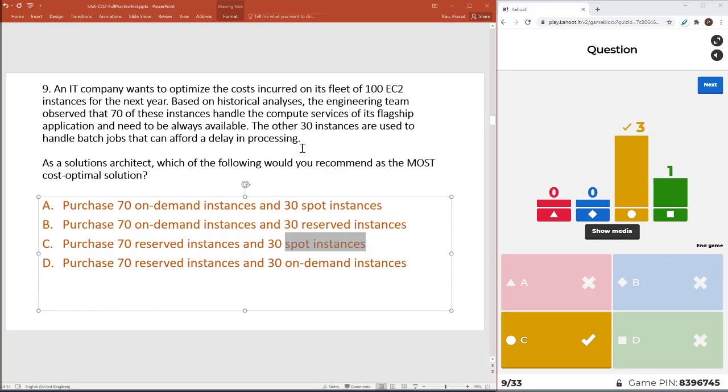But here they say that 30 instances are used to handle batch jobs that can afford a delay in processing. If it can afford a delay in processing, you can go for spot, because even if the spot instance is terminated, you can start it again since it can afford a delay in processing. So option C is the right answer. Let's move on.